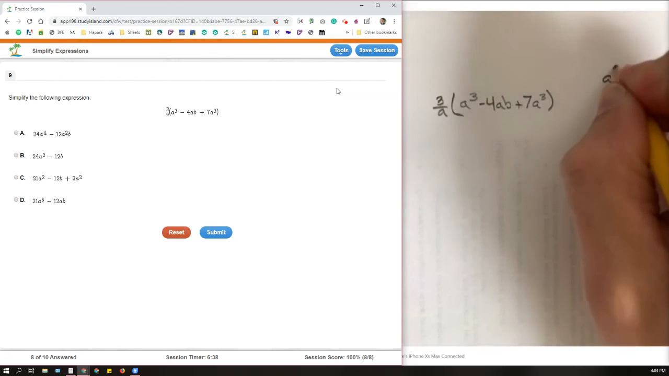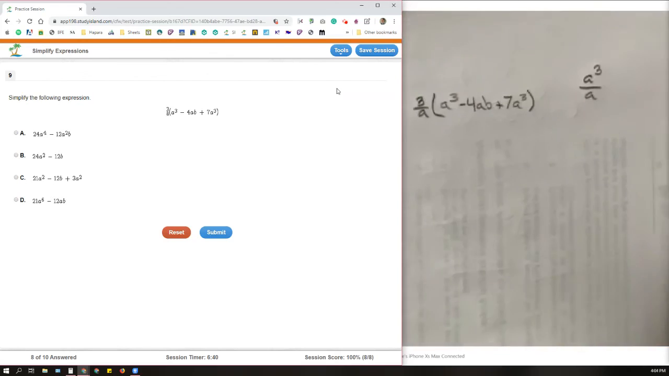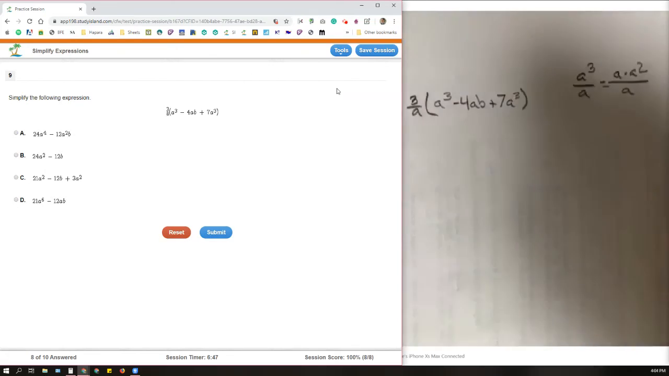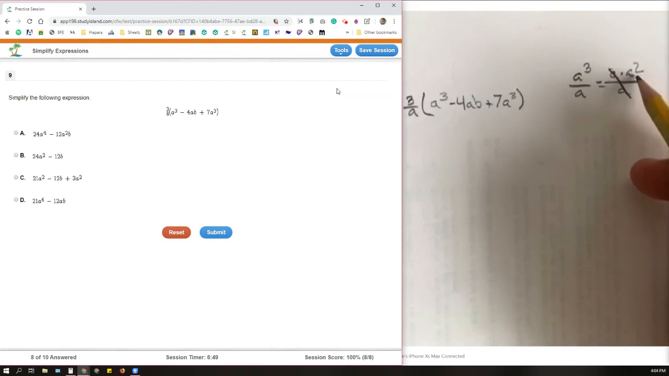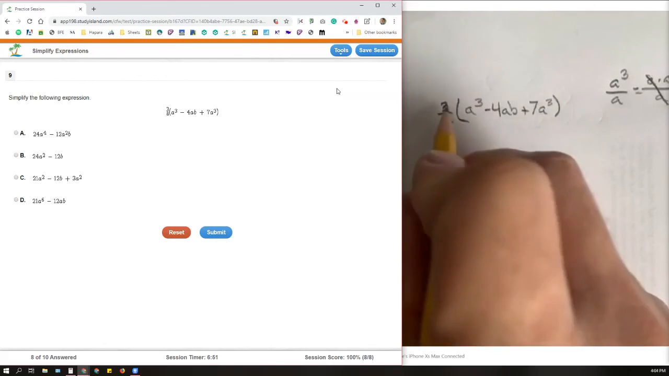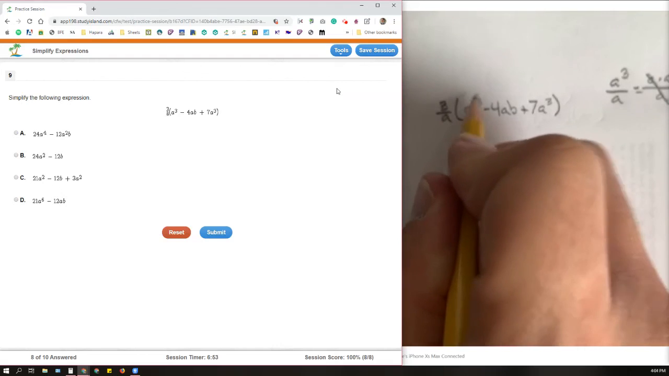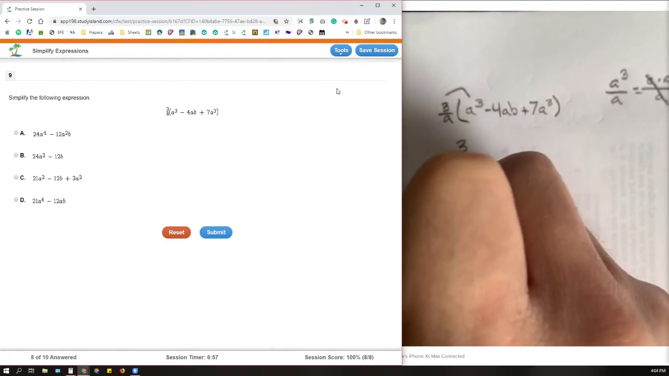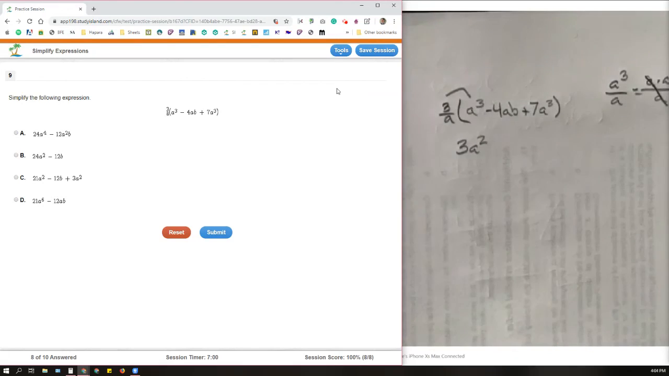If I had a cubed divided by a, well, a cubed could be written as a times a squared, so that would be a squared times a over a, and then the a's would cancel. So it would just be a squared. So that's what we have here. 3 times a cubed is 3a cubed, but a cubed divided by a is a squared. So the first thing we have here is 3a squared.